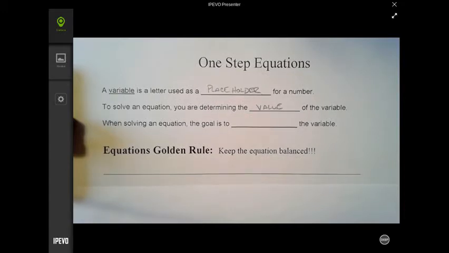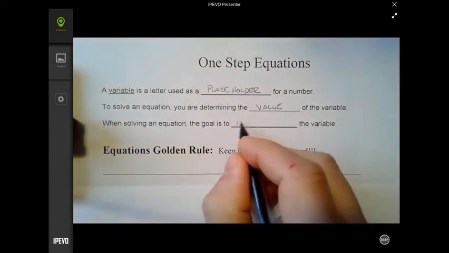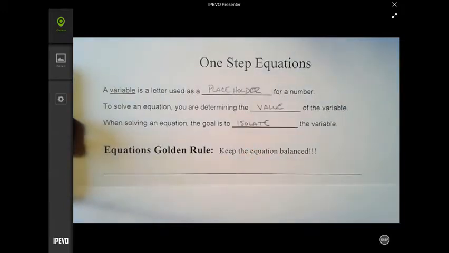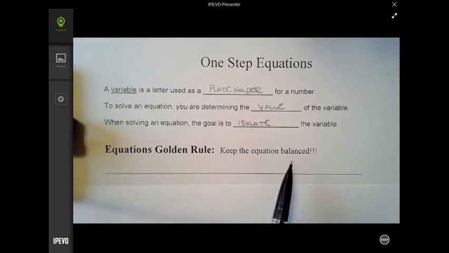Okay? When solving an equation, the goal is to try to isolate the variable. To isolate means to get the variable by itself. So that's what we want to do when we solve an equation. We want to isolate the variable. And to do this, we need to follow the equation's golden rule. The equation's golden rule is to keep the equation balanced.